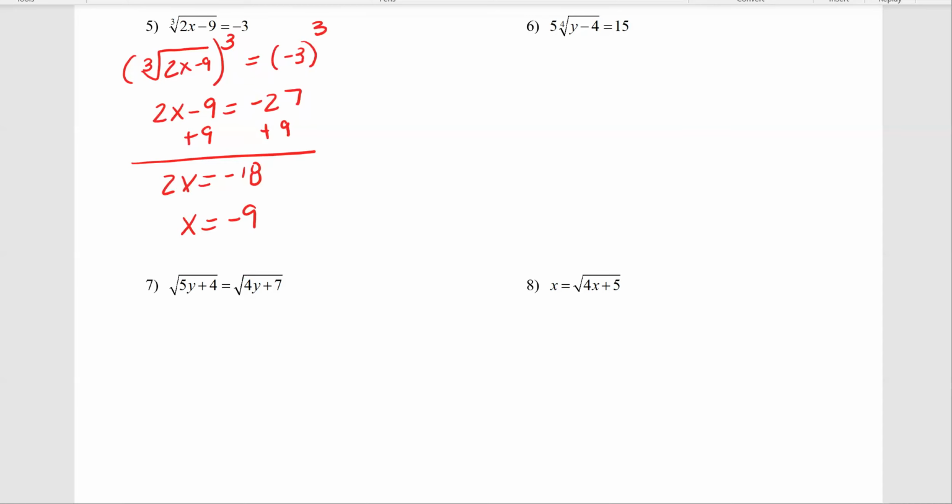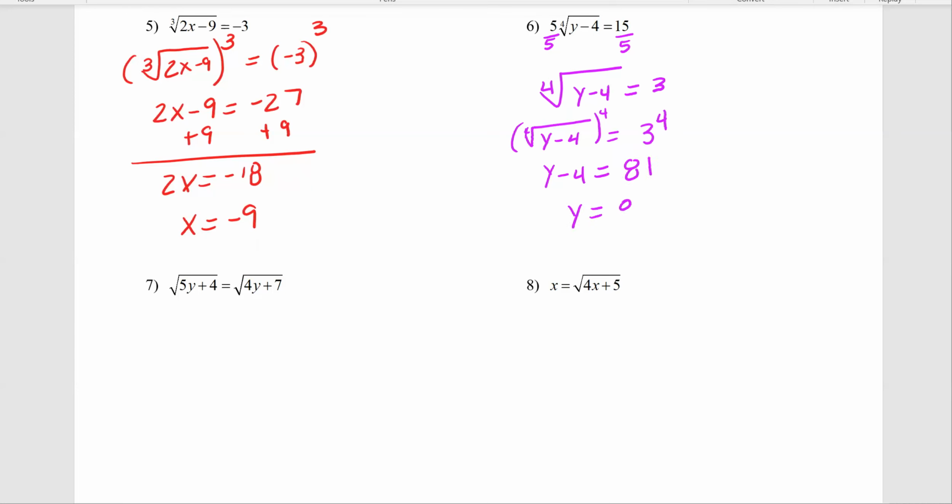Example 6, we need to isolate the radical by first dividing both sides by 5. Then we'll need to take each to the 4th power. And add 4 to both sides.